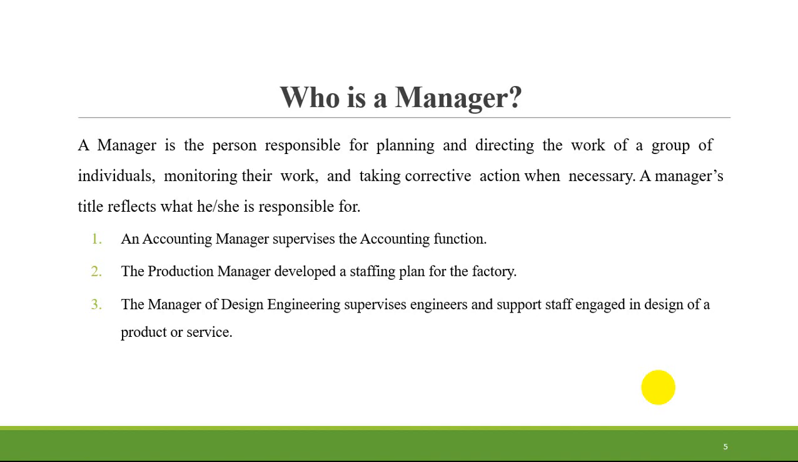The production manager is responsible for the plant of the factory, for the production layout of the company, for designing the products, and for the quality control of that product. So they have to make different plans for the staff in the factory. And the design managers are responsible for supervising engineers and supporting their staff engaged in designing products or services.